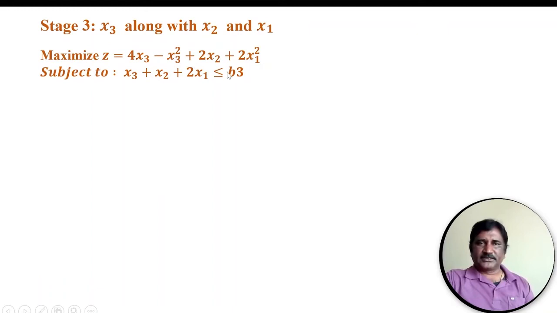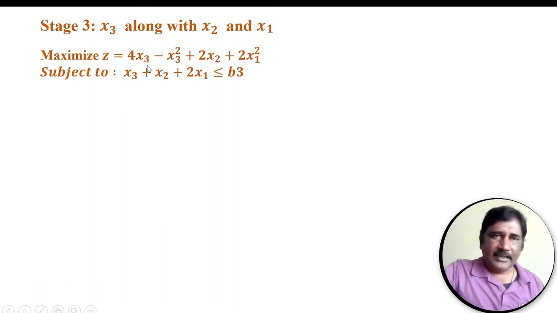This already has been considered in the second stage, and the constraint is x3 plus x2 plus 2x1 less than or equal to b3. So this part, 2x2 plus 2x1 square less than or equal to b3, has been considered. Just follow the arrow the way I am moving it. This is the problem which has been taken care of in the previous stage, and this is the new problem.